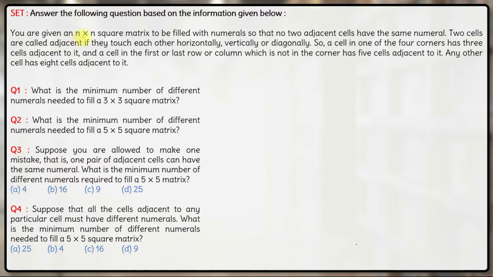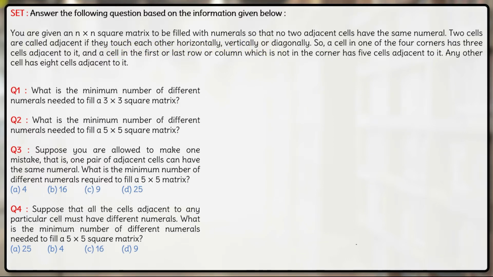You are given an n by n square matrix to be filled with numerals so that no two adjacent cells have the same numeral. Now what do you mean by adjacent cells? The definition is given: two cells are called adjacent if they touch each other horizontally, vertically or diagonally.